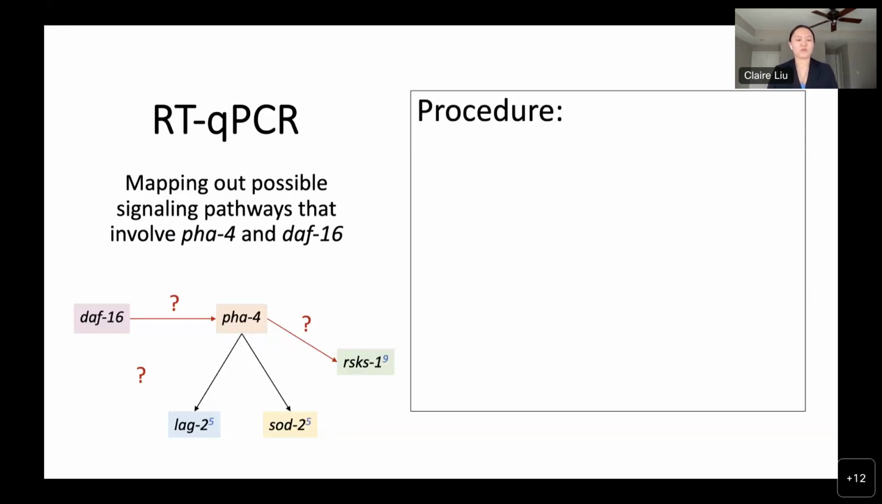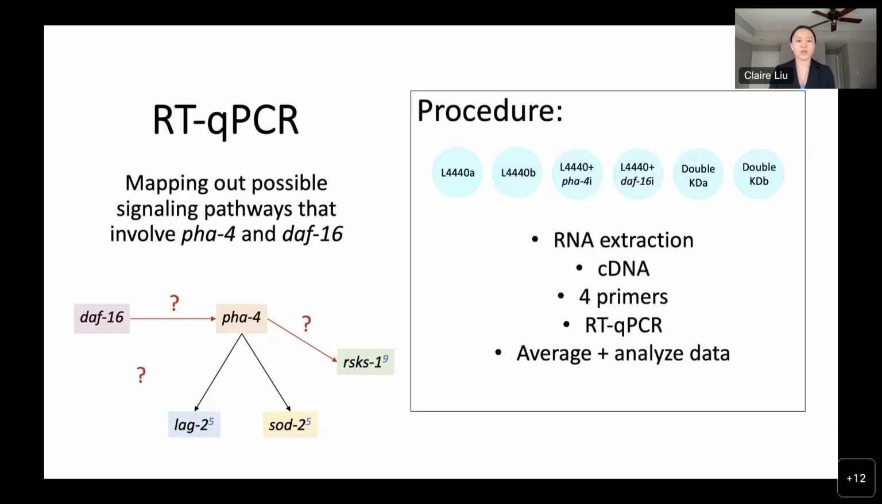And additionally, I wanted to test if RSKS1 is involved in this pathway because it is suspected to be downstream of FOF4, and it's also a gene that's really important in regulating protein synthesis and protein aggregation. In this procedure, I had 6 samples, the same 4 conditions. However, we just doubled up on the L440 and the double knockdown due to a surplus of resources, followed by RNA extraction, synthesis into cDNA, adding our 4 primers, and then conducting the RT-qPCR.